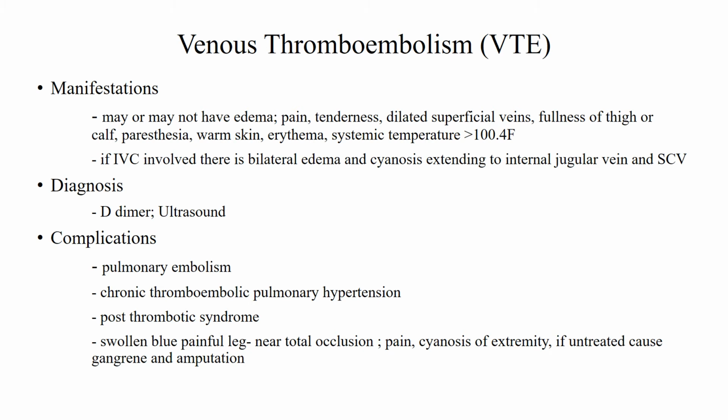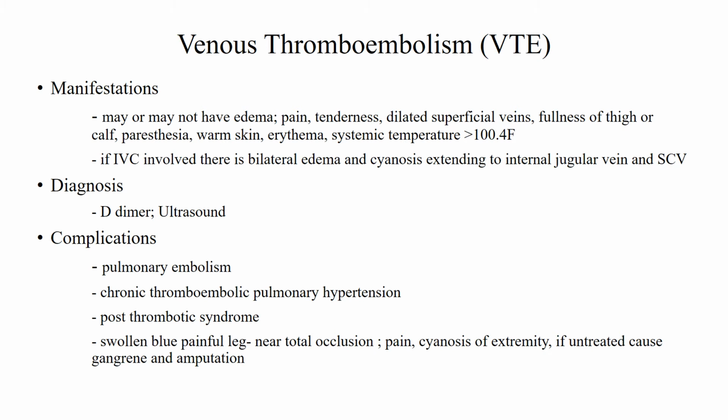How to diagnose this? Ultrasound, and there's going to be blood work or a D-dimer that's going to be ordered for this patient. Complications of venous thromboembolism include pulmonary embolism, wherein the blood clot in those deep veins gets dislodged and travels into the lungs, blocking airways. Another complication is chronic thromboembolic pulmonary hypertension.